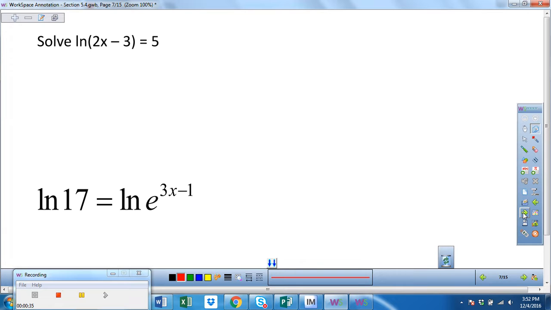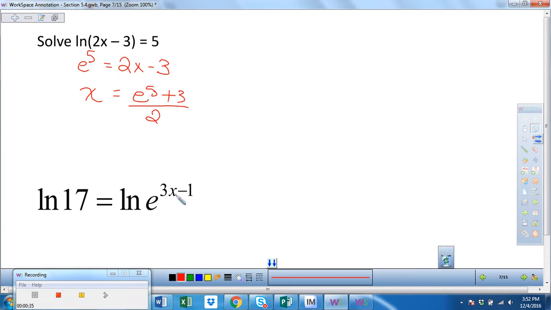Okay, so this is a review. This is not calculus. If we wanted to solve for a natural log function, what we would do is exponentiate both sides. Since this is the natural log, it has a base of e. So I write e to the fifth is equal to 2x minus 3. Then I just use algebra to solve that. So I get e to the fifth plus 3 over 2.